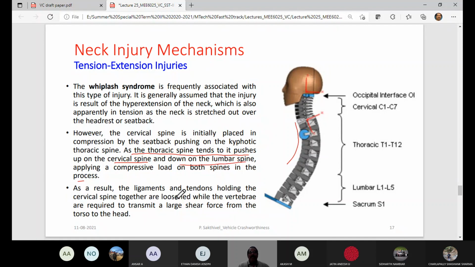As a result, the ligaments and tendons holding the cervical spine together are loosened, while the vertebrae are required to transmit a large shear force from the torso to the head. So from the torso to the head, the vertebrae have to transmit the large shear load at that time.